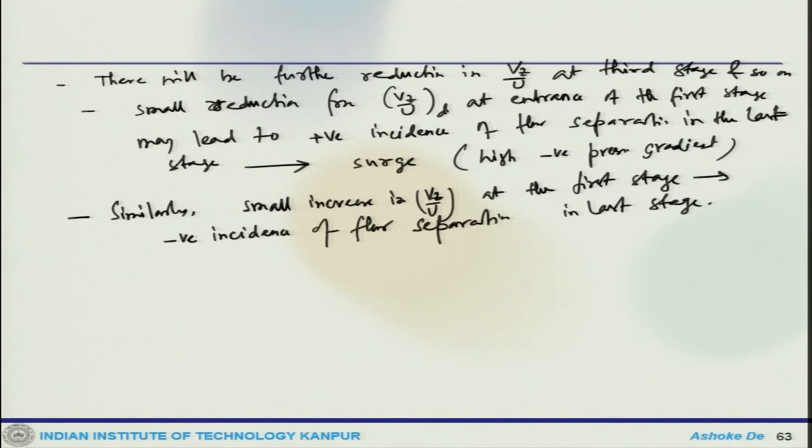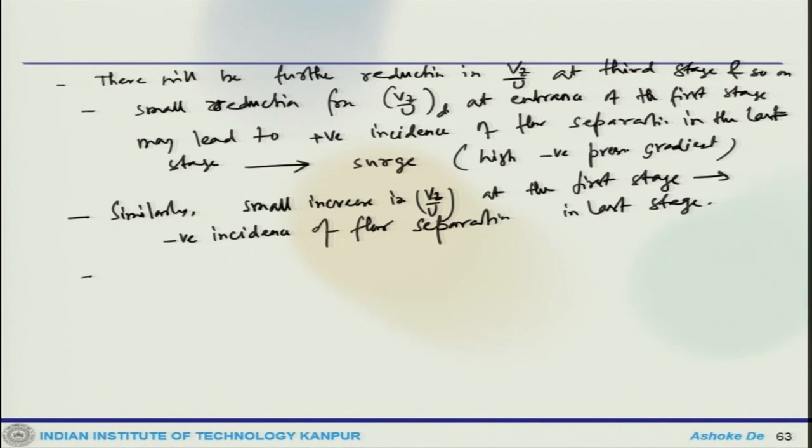So, it is possible that with front stages working normally, the end stages could be forced to a very high value of Vz by u, which may produce negative pressure rise. So, this is what may possibly happen. The first stage or the beginning front stages are working fine, but the later stages may not behave properly. And this is where the compressor will no longer act as a compressor, it will act as a throttle.